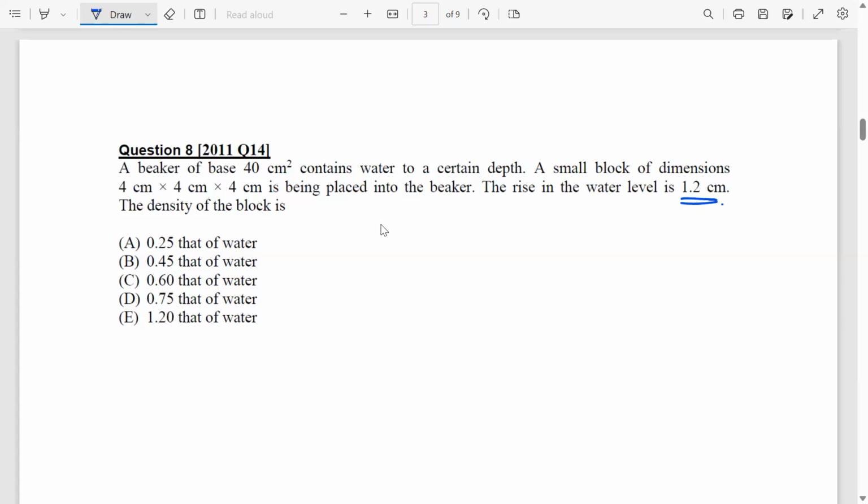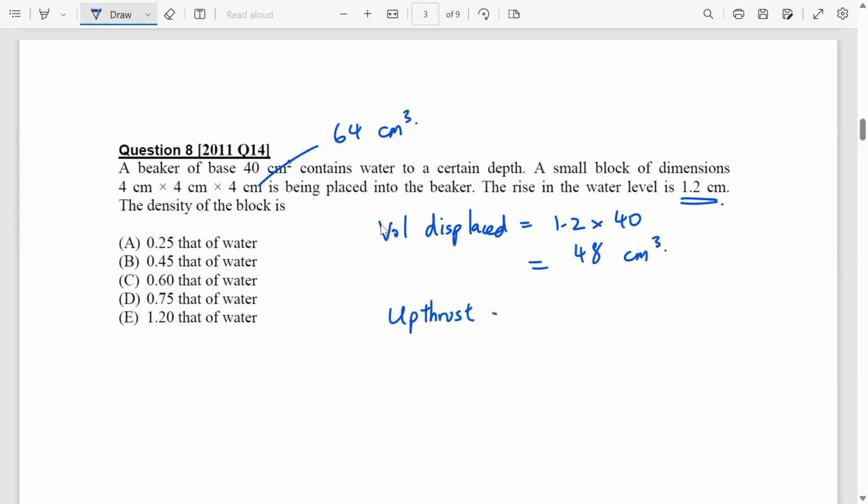So the rise in water is 1.2 cm, which means that the volume displaced is 1.2 times 40. So 1.2 times 40 gives you 48 cm cubed. So you can see it's floating because the block volume is actually 64 cm cubed. So because it's floating, upthrust equals weight. Now the water, again, we need to take it from the list of constants. It'll be given to you, 1000 kg per meter cubed.